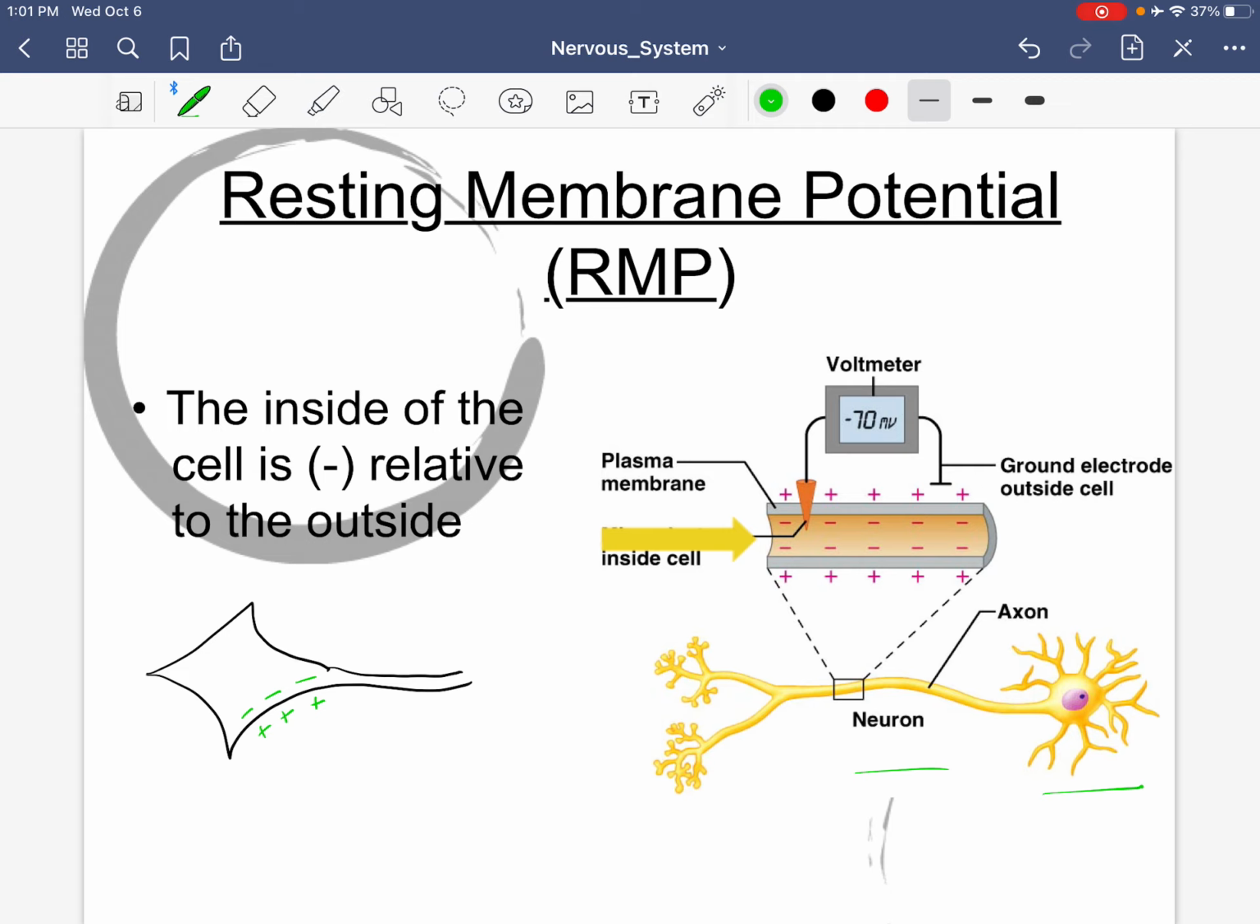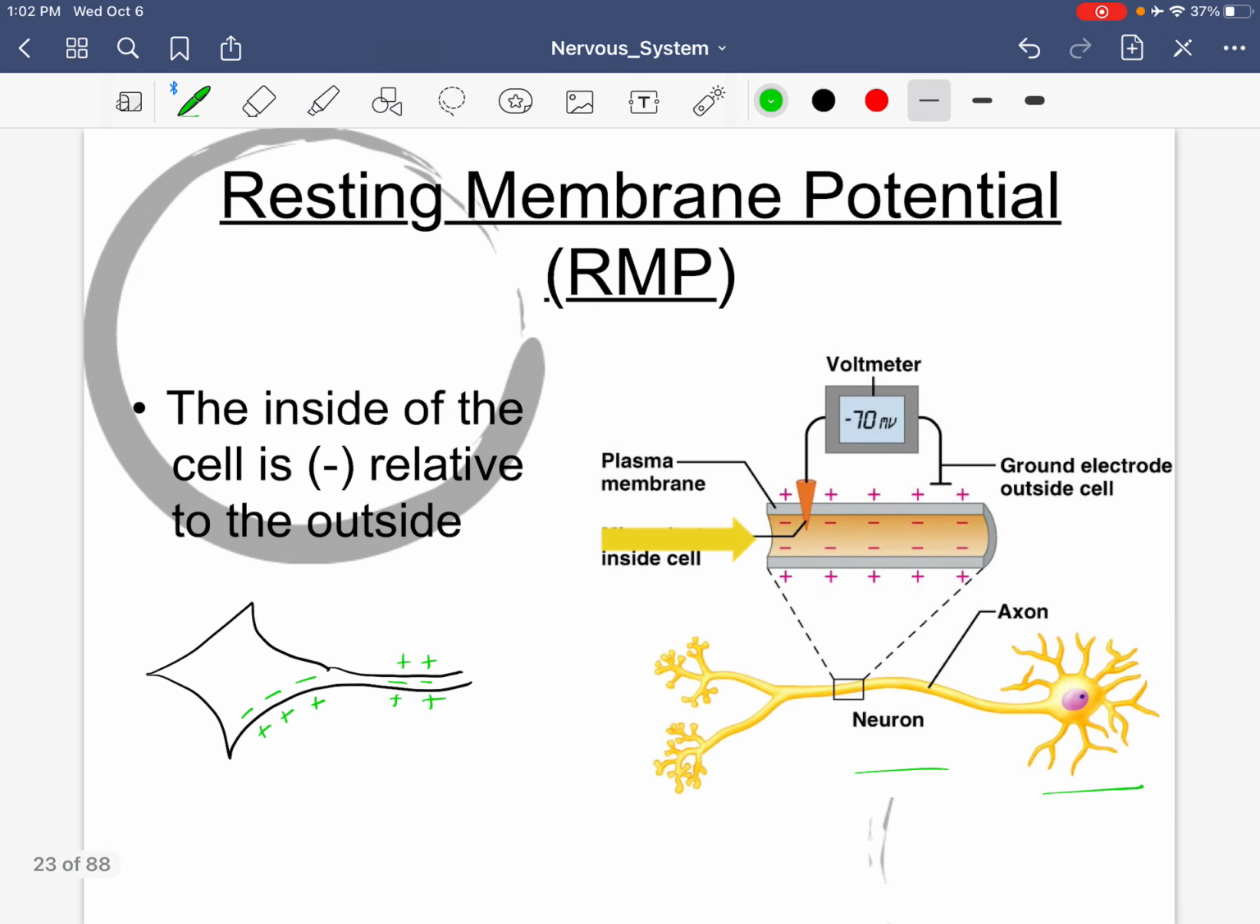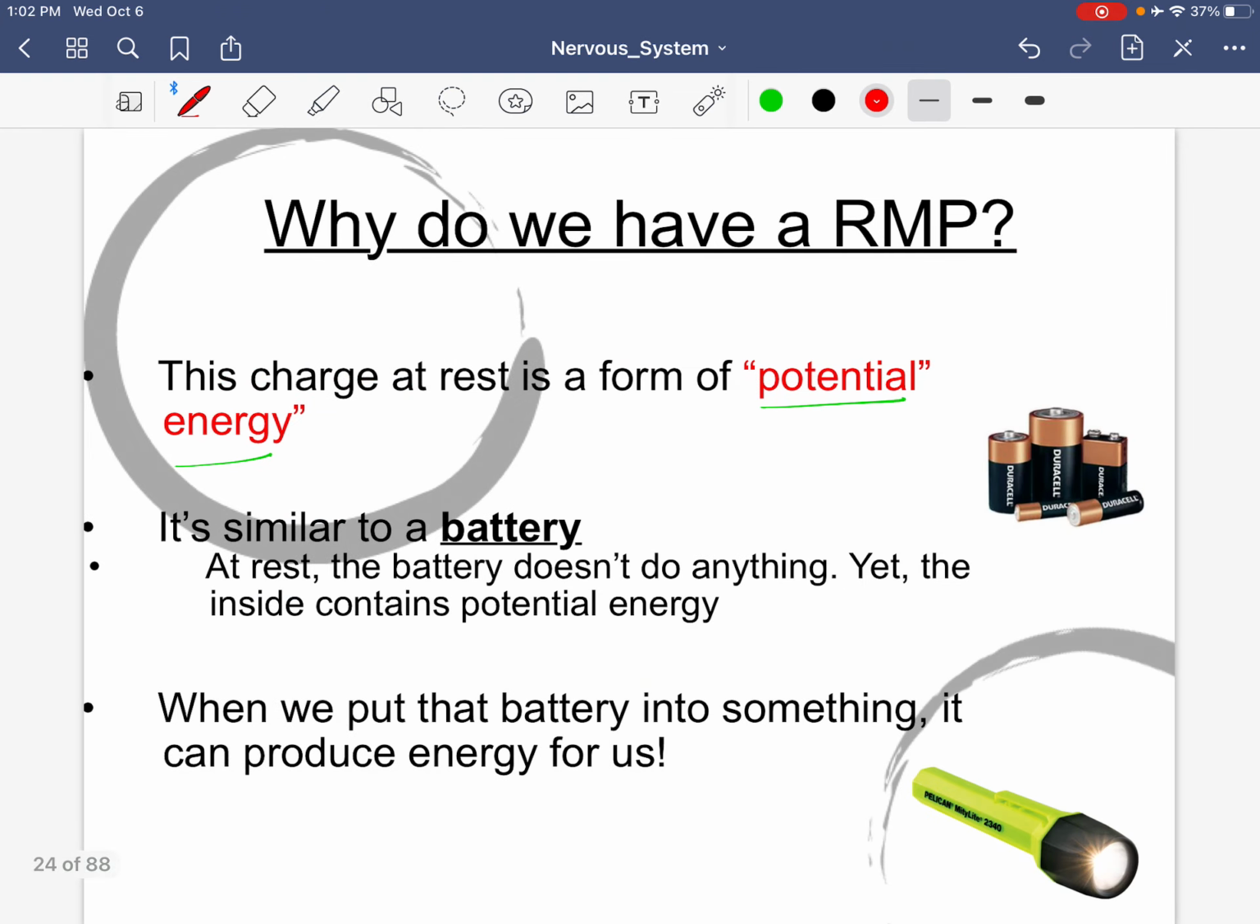It's true in the cell body. It's also true in the axon. So that negative charge on the inside continues negative on the inside relative to the outside at rest. At rest. Why do we have this? As I've already begun to talk about, because it is a source of potential energy. Now, when a cell is at rest, when a nerve cell is at rest, it's not doing anything. If I go back, this particular cell, it's at rest. It is not currently sending a nerve impulse. But yet, it has this negative charge, and that acts as a form of potential energy.